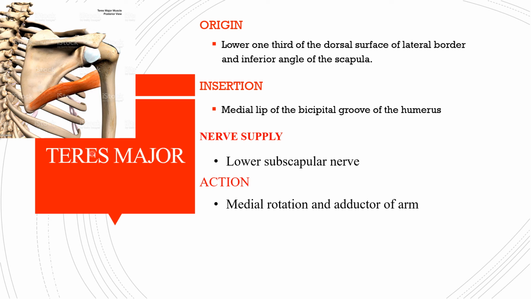Now we are discussing the teres major muscle, the last muscle. The origin is the lower one-third of the dorsal surface of the lateral border and inferior angle of the scapula; the upper two-third is for teres minor. Its insertion is the bicipital groove present on the humerus: the medial lip of the bicipital groove of the humerus. The nerve supply is the lower subscapular nerve. Action is medial rotation and adduction of the arm.